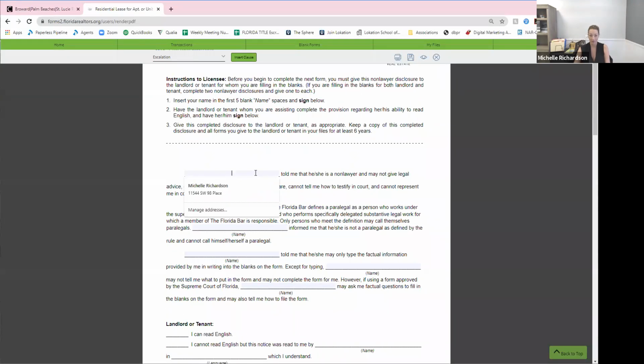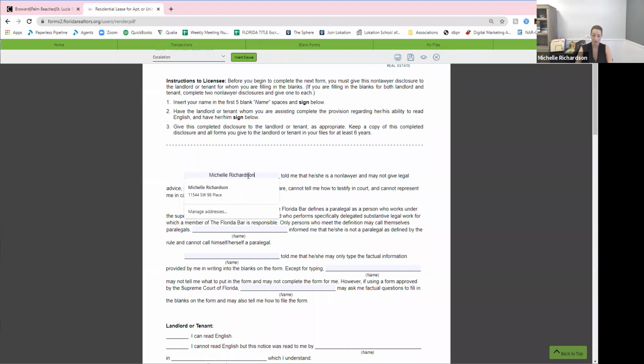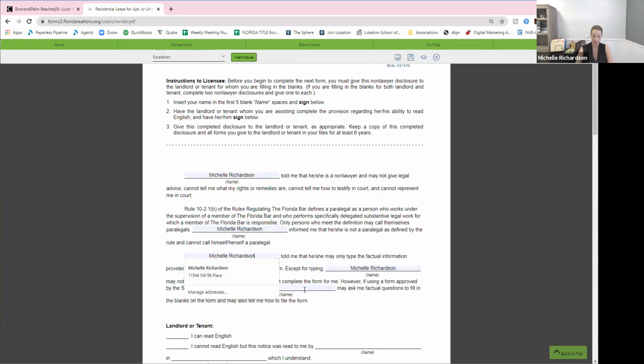The next 5 sections, you're going to fill in your name in all of these 5 spots. And what does it mean to have your name filled in all of these 5 spots? It says here that Michelle Richardson told me that he or she is a non-lawyer and may not give legal advice, cannot tell me what my rights or remedies are, and cannot tell me how to testify in court, and cannot represent me in court.